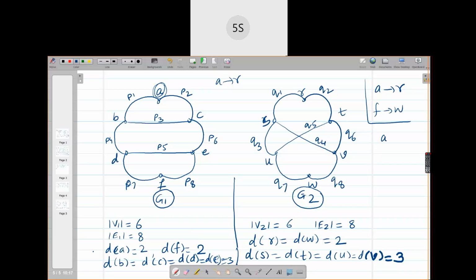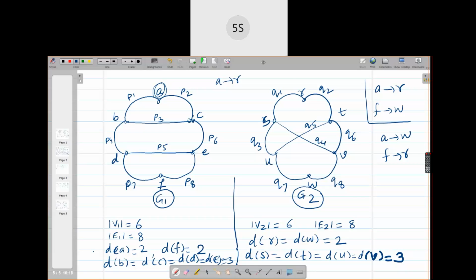What else can be? I can map A to W and F to R. This can also be, because I can map any one. For the degree 2 vertices, I have 2 possible combinations. Okay, now the vertex A whose degree is 2 is adjacent to B and C. A is adjacent to B and A is adjacent to C also, and B and C are adjacent among themselves also in G1. Correct?